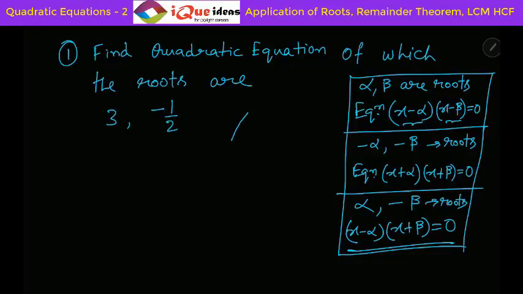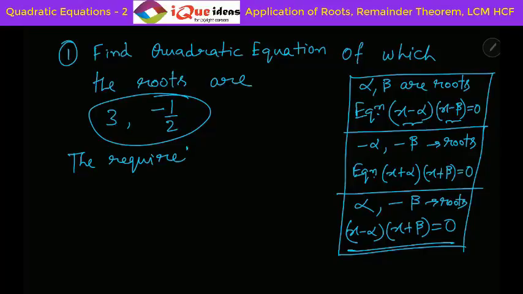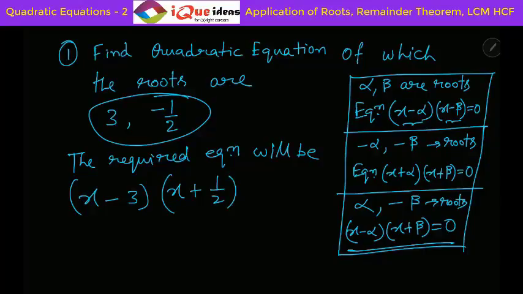So if I use the first method, in that case, the required equation for this question will be given as, straight away x minus 3 because the root is plus 3 and the other root is minus 1 by 2, so we'll take x plus 1 by 2, that is equal to 0, right? And then you simplify it. So first part is x minus 3, second part will become 2x plus 1 whole divided by 2 by taking LCM, right? So 2 goes to the other side and becomes 0.